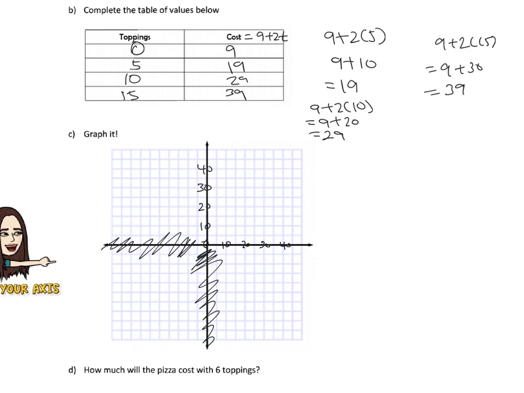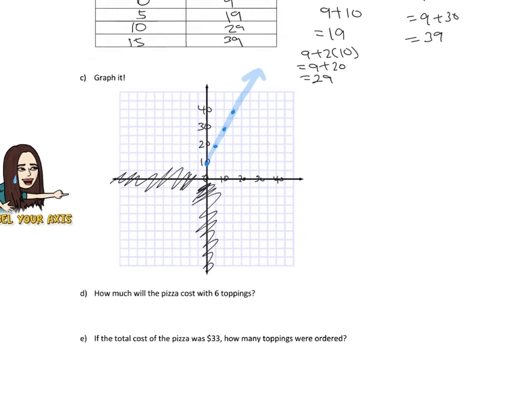All right, and I just have to graph it. For 0, it's going to cost me $9, so just below 10. For 5, it's going to cost me just before $20. For 10 toppings, just before $29. For 15 toppings, just before $40, $39. And that is my linear relation. It's going to go up like this.